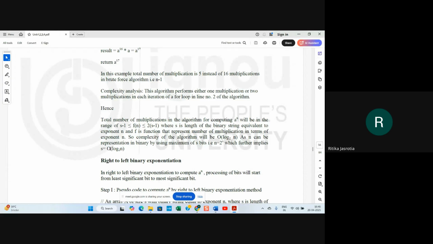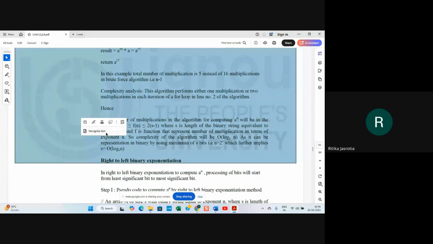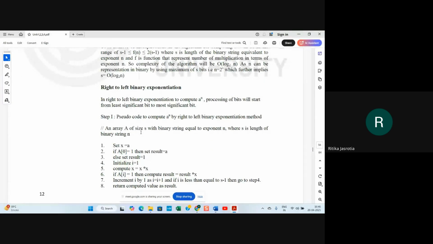This is for binary exponentiation. So you have right to left also. Left to right is there, then right to left is also there.